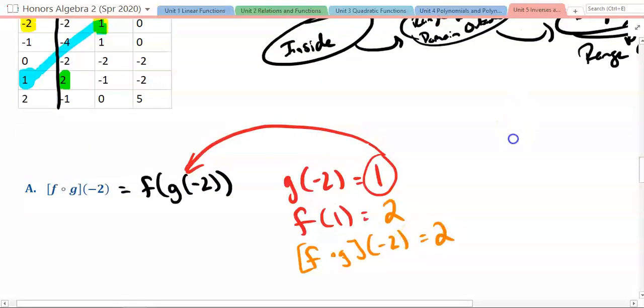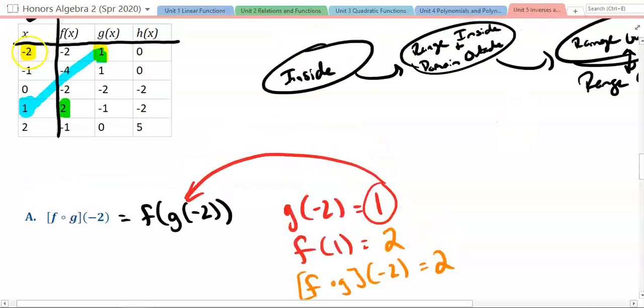to positive 2. Again, start with your x, go to your interior function. That becomes your domain value for the exterior function to give you the range of it. So again, start at the negative 2, went to the 1. I look at the 1 as my new domain and get the 2 as my final range value. Again, follow the pattern, look at the arrows, and think about the order in which these functions are operated.